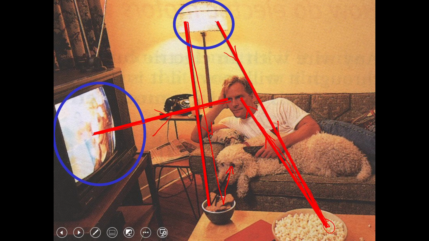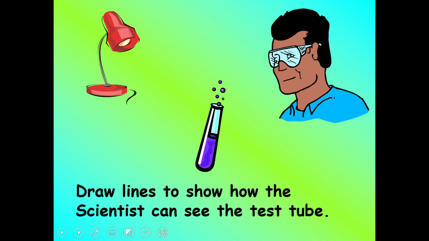So let's have a look at another example. Here's a test tube, scientist and a lamp. Importantly, you would need to make sure that light goes from the lamp. See if I can actually use a ruler. Oh, I can. And then from the test tube to the eye. It's important that there aren't any breaks in the line, which is hard to do on a screen. And popping in your arrows to show the direction that the light is going.